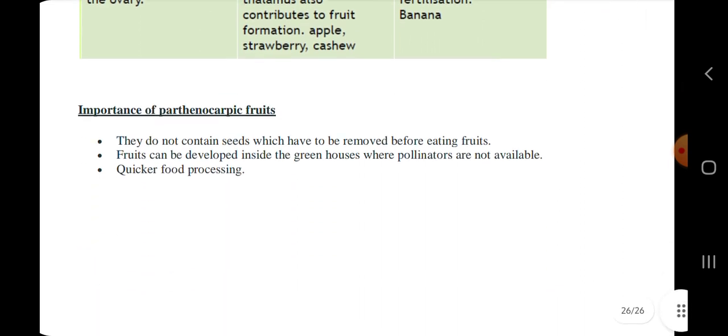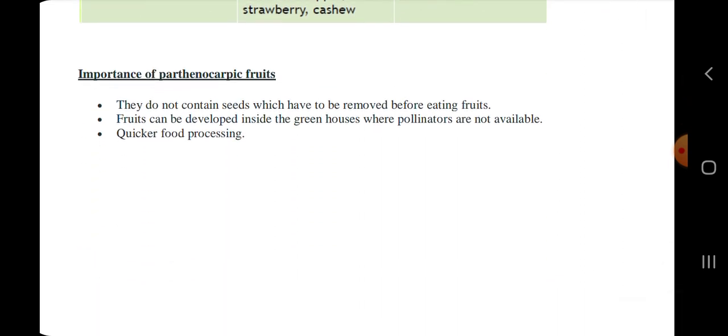Then what is their importance? They do not contain seed which have to be removed before eating. Fruits can be developed inside the greenhouse where pollinators are not available. Then it makes the food processing quicker.